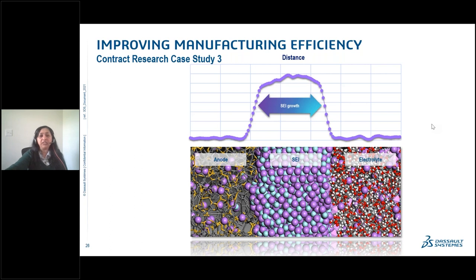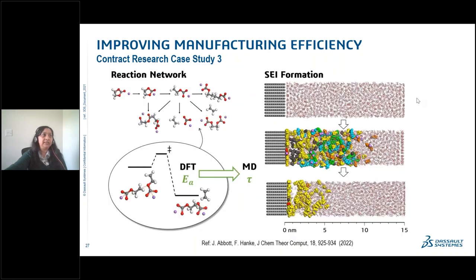The complex compositions and formation mechanism of the SEI, shown here as an example, are the biggest challenge for the development of activation technology. This image is an example output from our simulations of the activation process. Since I cannot share the actual work again, I will share a recent publication by my colleagues Joe Abbott and Felix Hanke. It's a published paper. Using a combination of density functional theory, Monte Carlo, and molecular dynamics, the SEI activation step can be simulated. This was published as recently as last month or two months ago. And the different species formed are colored differently, so you can see them visually inspected.